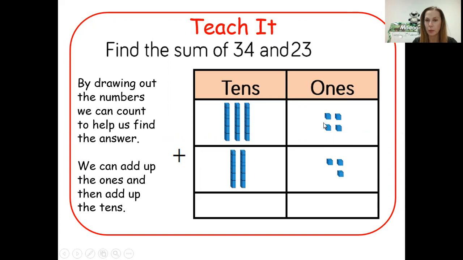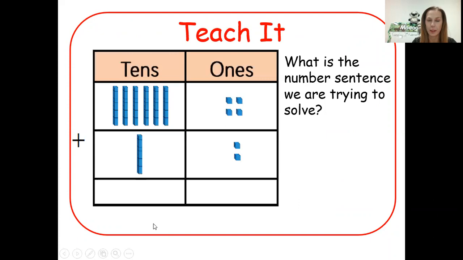So let's count the ones. We've got 4 there, 5, 6, 7. So we've got 7 ones. And here, let's count the tens. We've got 10, 20, 30, 40, 50, which is 5 tens. I'm only going to write how many tens. I'm not going to write 50 because that would be 507. And that's not what we've got, is it? Okay, so how many tens have we got? We've got 5 tens. And that makes 57 altogether.